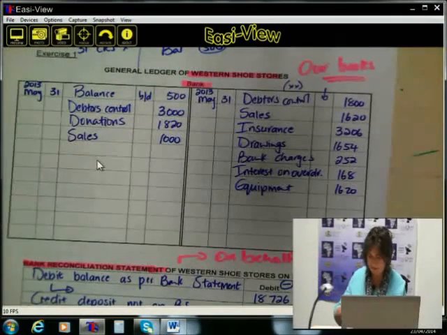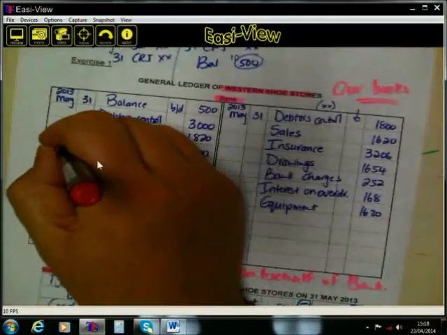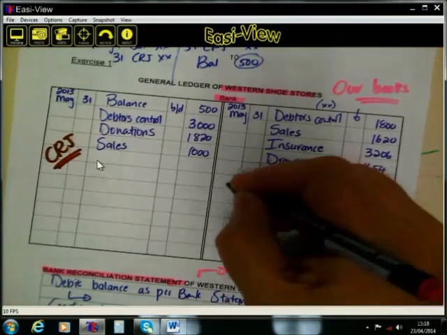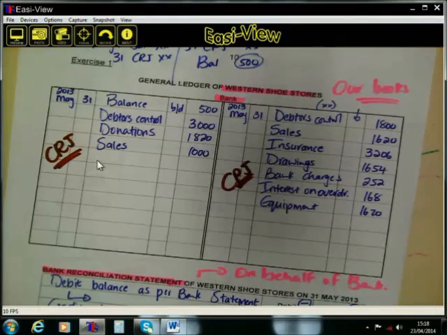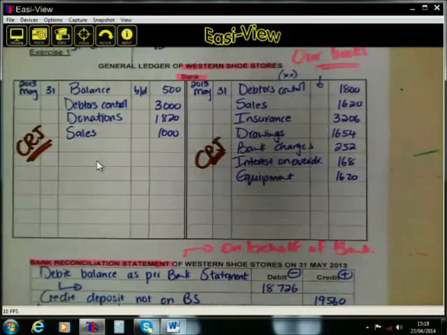We've got things that were supposed to be in the CRJ. We put them on the debit side of the bank. Things that are supposed to be in the CPJ, we put on the credit side of the bank, and now we are going to add up everything.